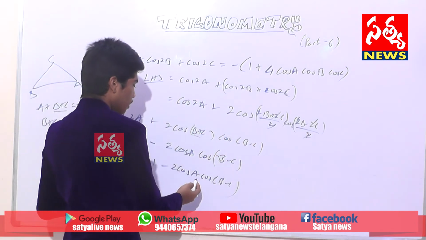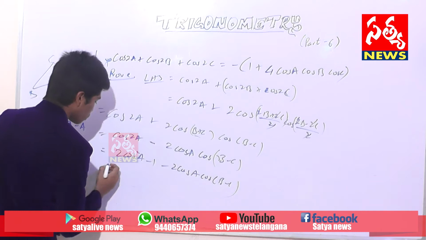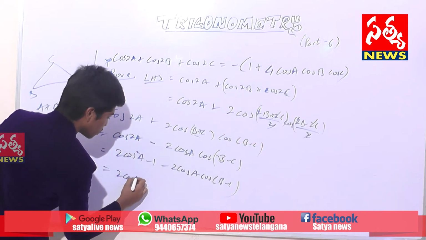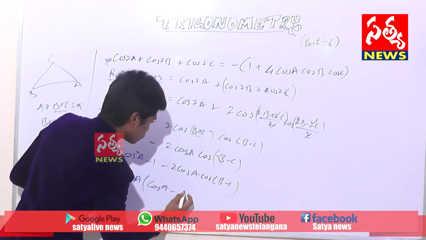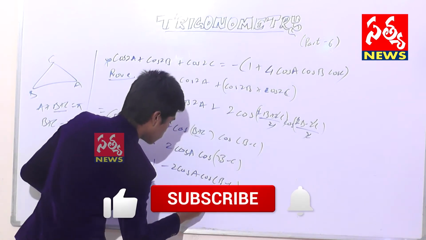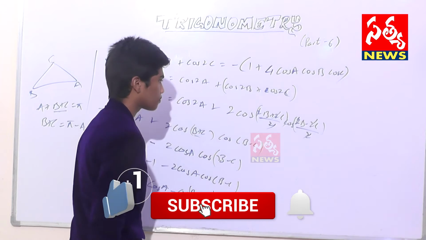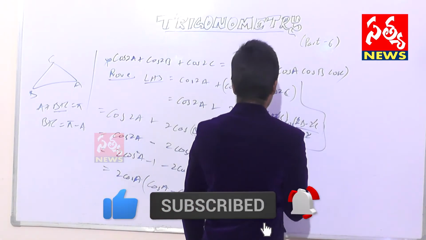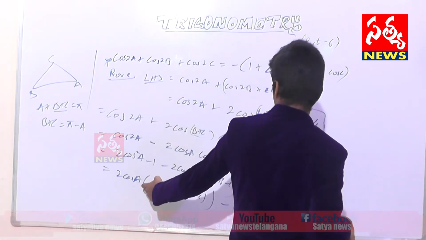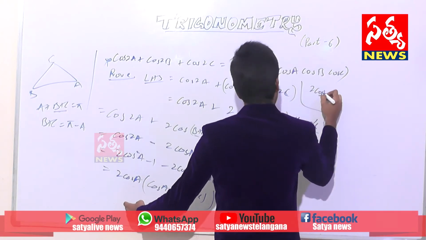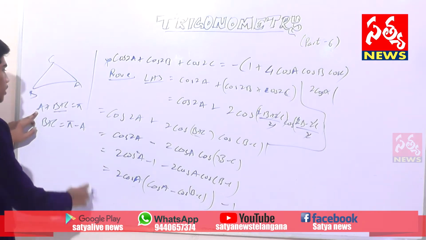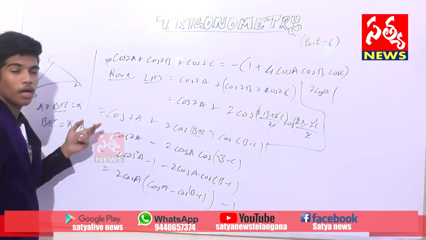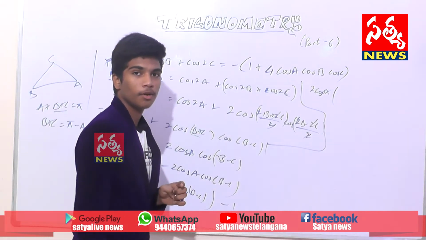Now taking 2 cos a common, we get cos a minus cos b minus c minus 1. And the next step is 2 cos a into, in the place of a we can write pi minus b plus c, and the same pi minus b plus c lies in the second quadrant.